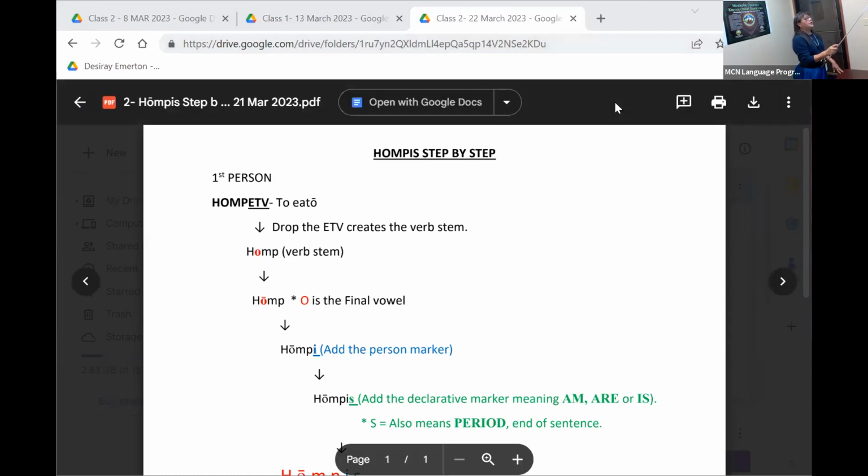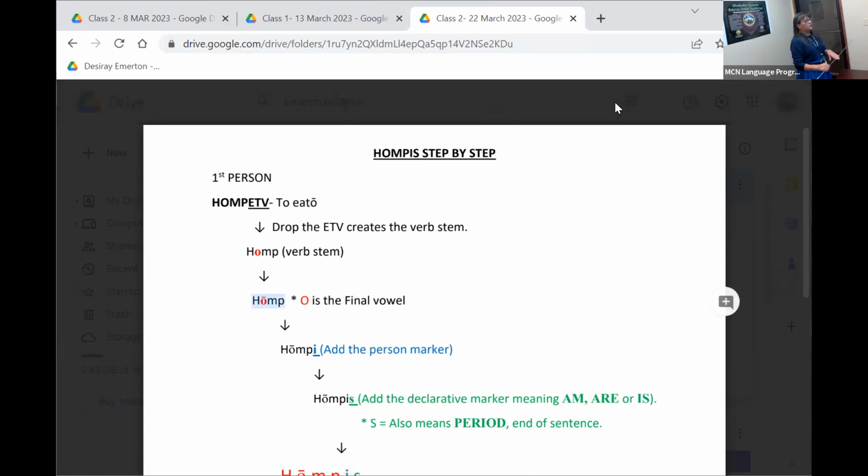So you see, I don't have a printout of it, but right here, this goes along with our steps, humbada, to eat, and it shows you the arrow drop down, drop the ETV, increase the verb stem. So the verb stem would be H-O-M-P. That's the verb stem of humbada. And you go down, and O is the final vowel. And you look at your notes where it says to put a long mark over the O, and that lengthens the final vowel. That's why I've got the O right here with the long mark over the final vowel.